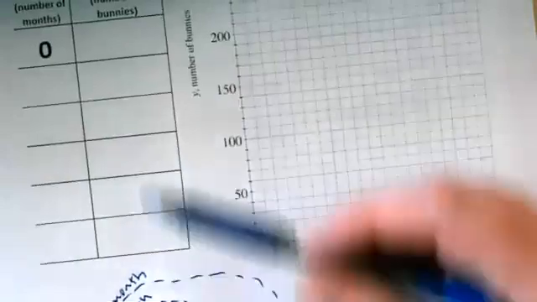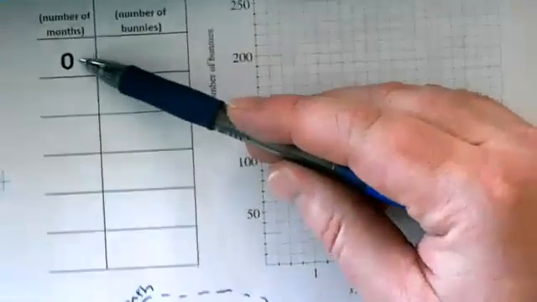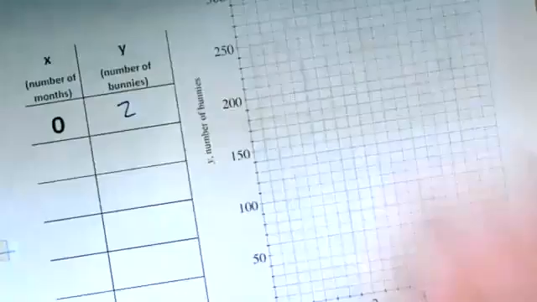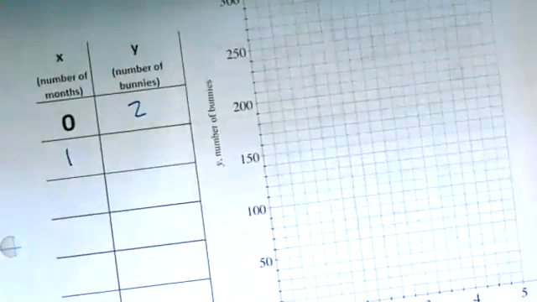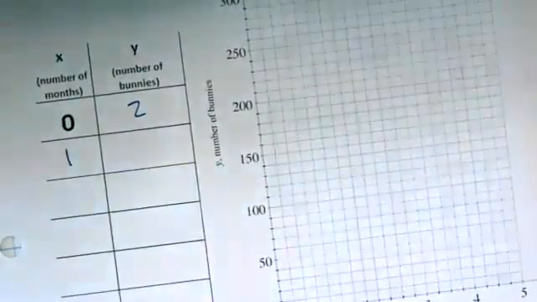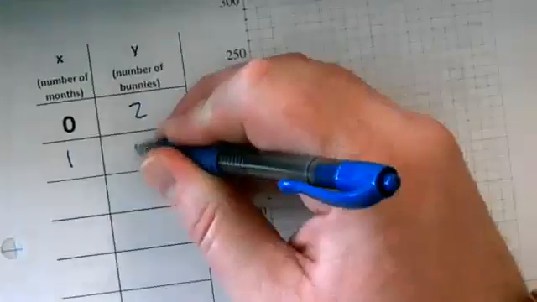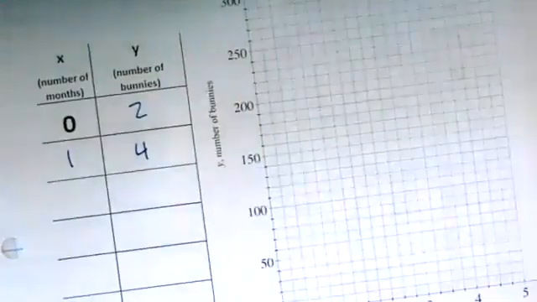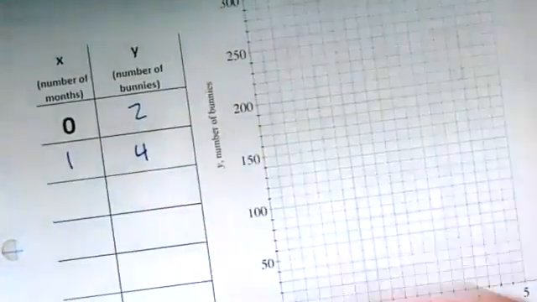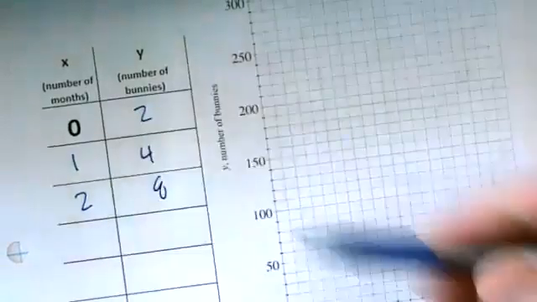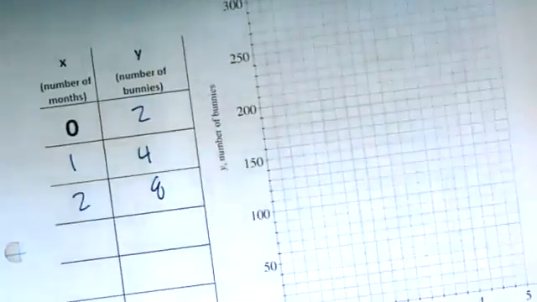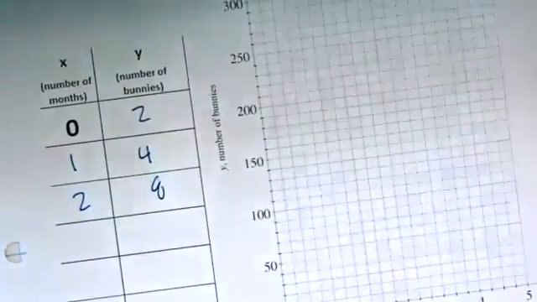We said at 0 months, this would be our start. We had 2 bunnies. That was our original down here, right? So go ahead and put a 2 there. And after 1 month, how many did we have again? After 1 month, we had 4 bunnies. After 2 months, we had how many? Are we seeing a pattern in these Y values that we might be able to carry out numerically? Or do you want to draw the next month?